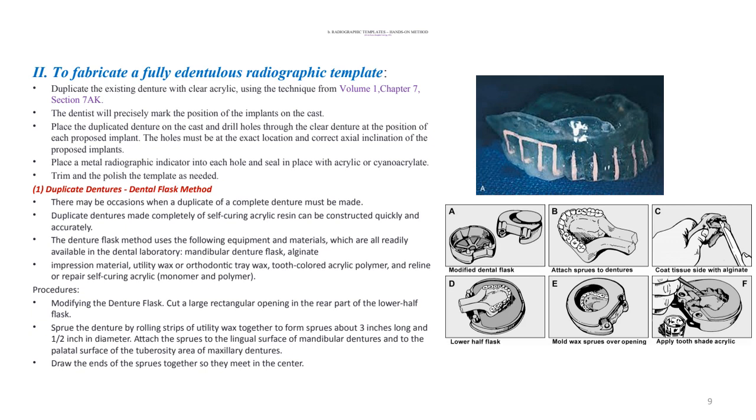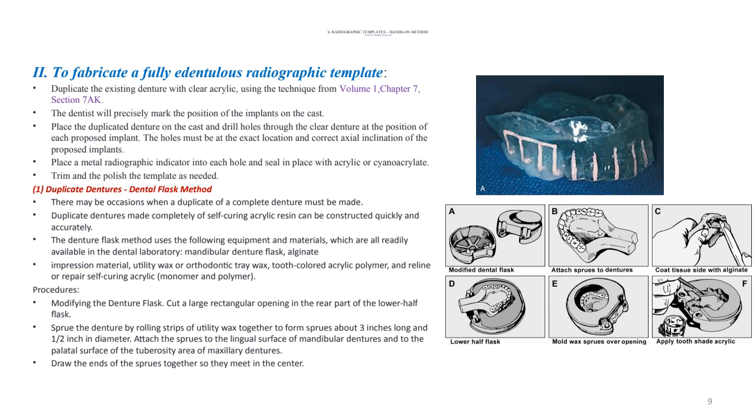The denture flask method uses the following equipment and materials which are readily available in the dental laboratory: mandibular denture flask, alginate impression material, it can also be a maxillary denture flask, utility wax or orthodontic tray wax, tooth color acrylic polymer, and reline or repair acrylic, self-curing acrylic, which is monomer and polymer, the liquid and the powder. So the method is like this.